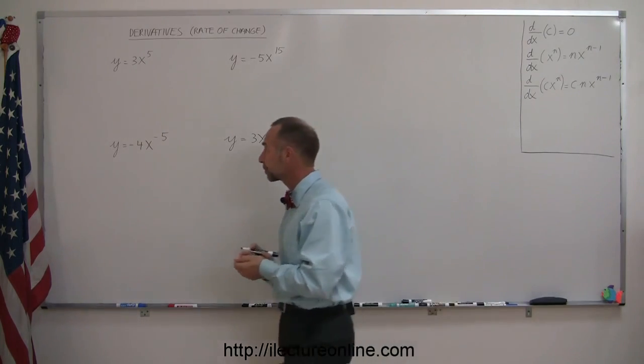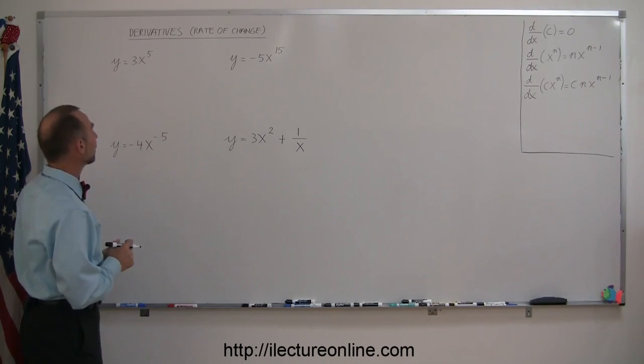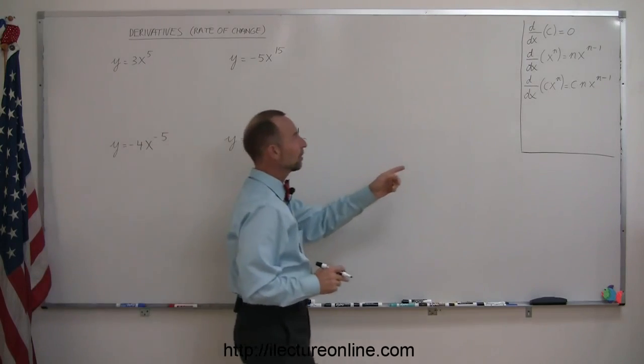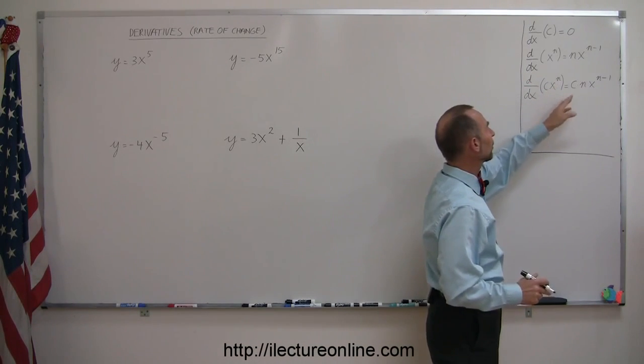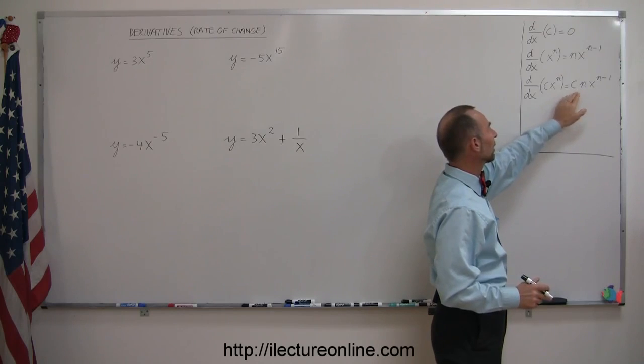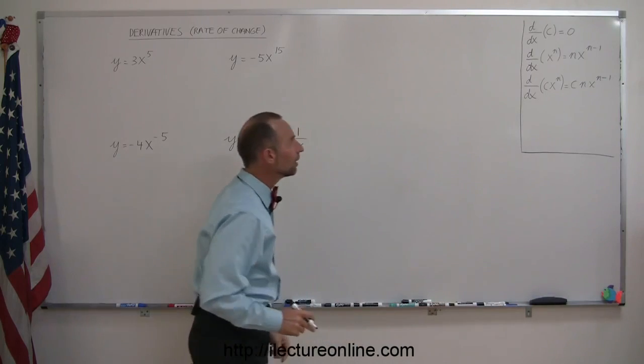All right, so looking at our first one here, we have y equals 3x to the fifth power. Looking over here, we know that when we have a constant in front of x to the n power, we just simply leave the constant there and take the derivative of x to the n, which we can show you there. That's how that's done.